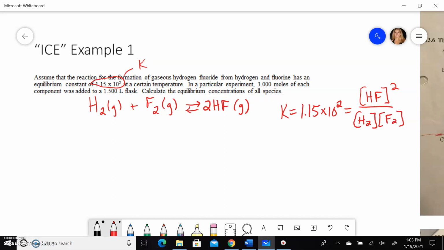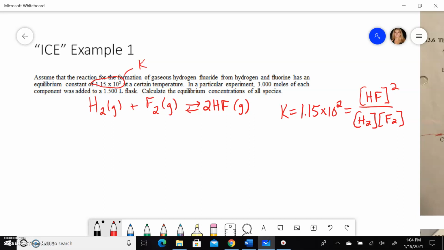All right, the next thing we need to know before we can set up our icebox is which way the reaction is shifting. And there are 2 ways that you can decide which way a reaction is shifting from an equilibrium question. One is if you know that you have 0 amount of any of the reactants or products, the reaction is going to shift towards the 0. So if you have 0 amounts of product, it will shift towards the products. 0 reactant will shift towards the reactants. In this case, we don't have 0 of anything because it says you have 3 moles of each component.